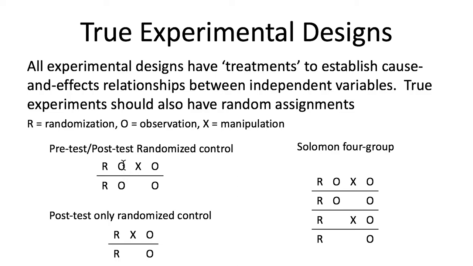But I observe my dependent variable, whatever that is, after I randomly assign them. Then I manipulate something for one group and don't do it for the other, and then I look to see how they've changed, or if they've changed, right? And I compare the group that received the manipulation to the group that didn't.